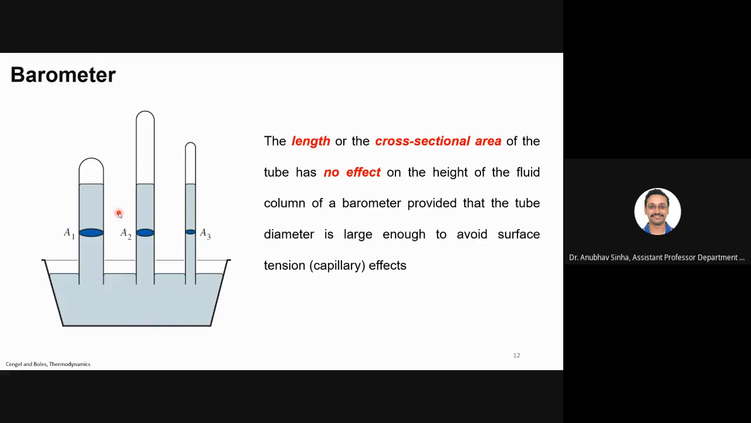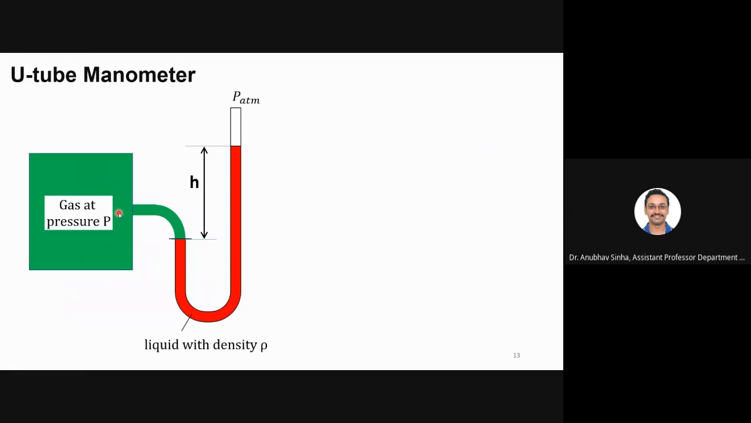Right? Now let us talk about the U-tube manometer. Let us say I have a gas filled in a tank at pressure P. It could be a gas, it could be a liquid. I want to measure this pressure P. So I get a device with a U tube, made of glass, and we fill some liquid here with density rho.